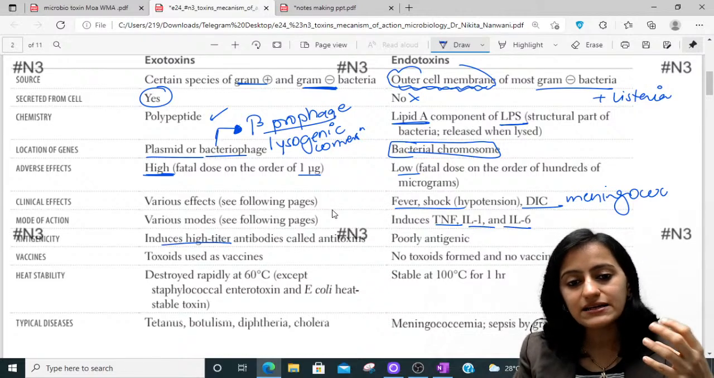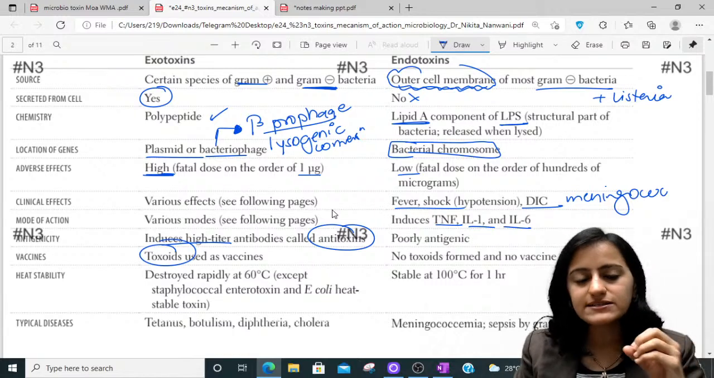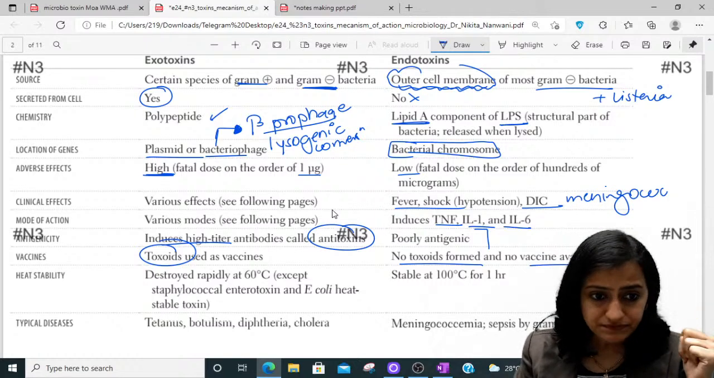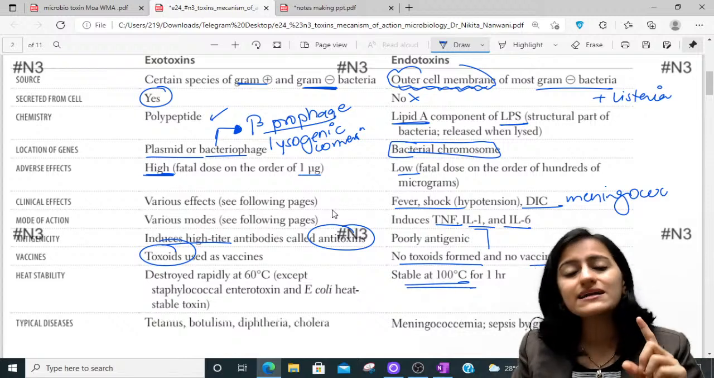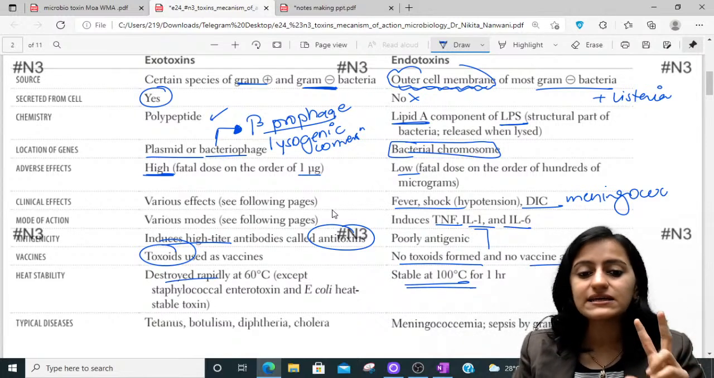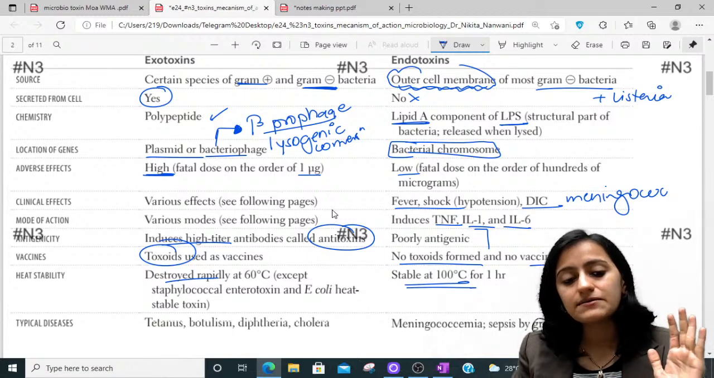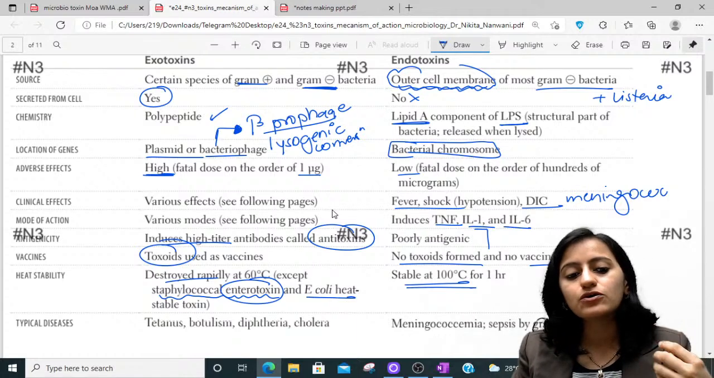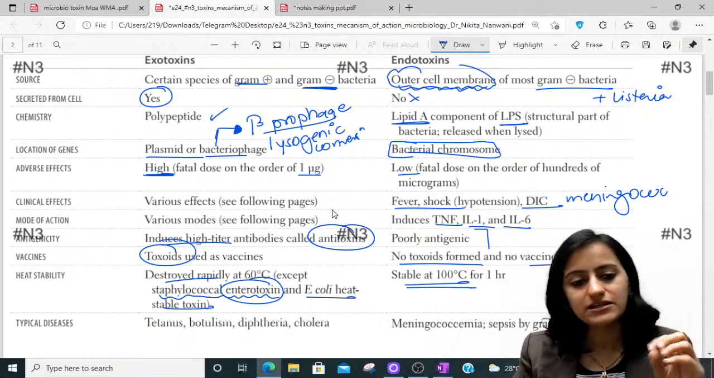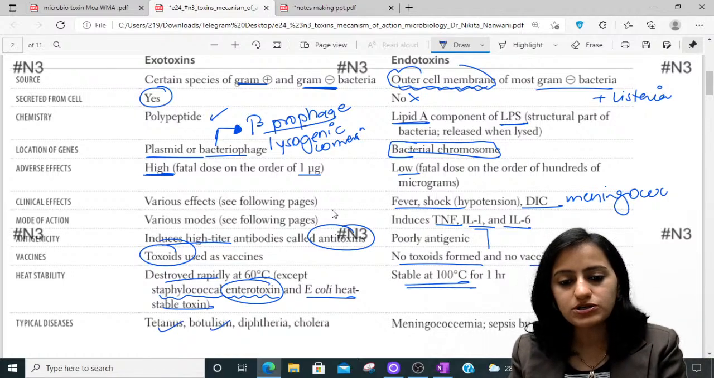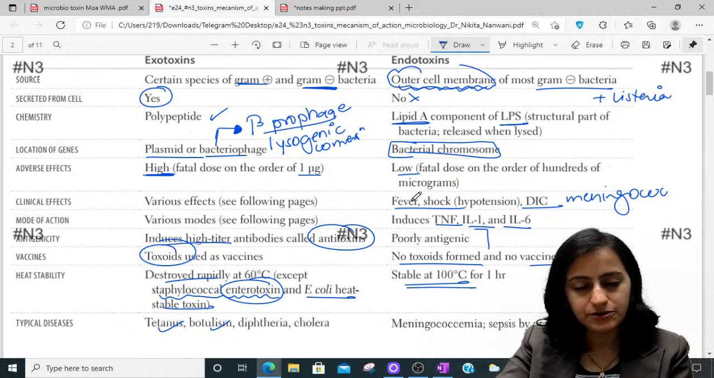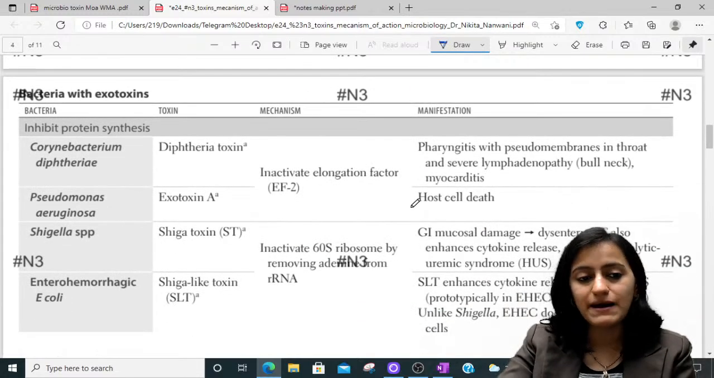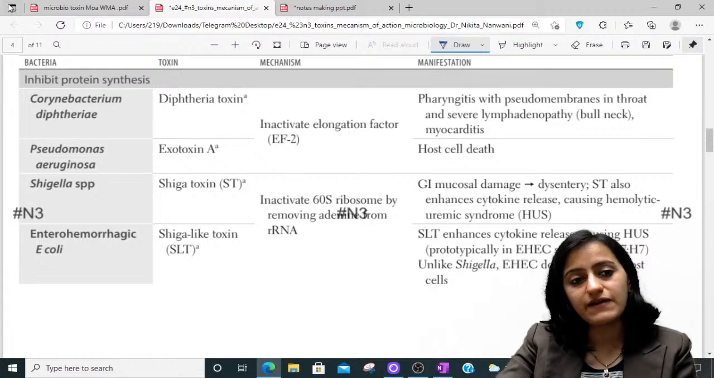Antigenicity: exotoxin induces high antibodies, that is antitoxin. So toxoids are used as vaccines. Endotoxins are poorly antigenic. No toxoids, no vaccines available. Heat stability: endotoxins are heat stable generally. Exotoxins are heat labile. Except which is the heat stable exotoxin? Remember staphylococcal enterotoxin and your E. coli heat stable toxin. These are heat stable, otherwise exotoxins are heat labile. So tetanus, botulism, all of these are your exotoxins. Okay. Now coming to the mechanism of action of the various toxins, what is the mechanism of action of various toxins?